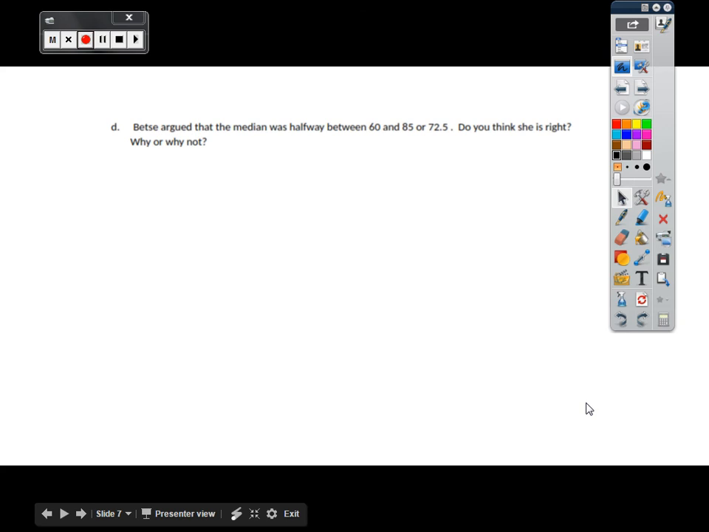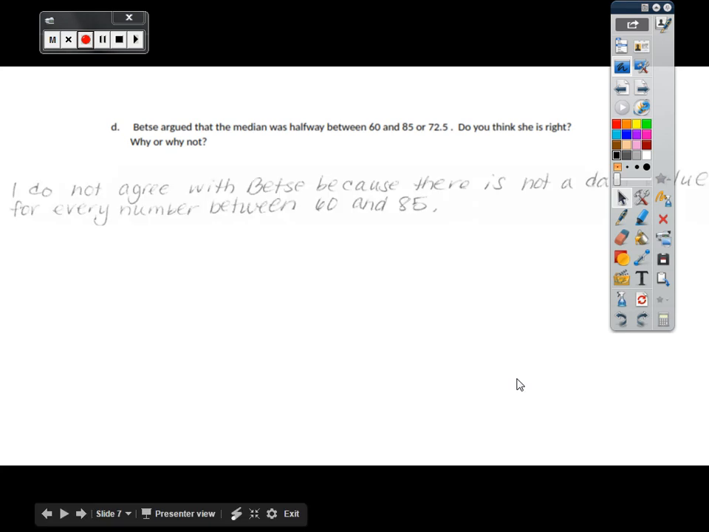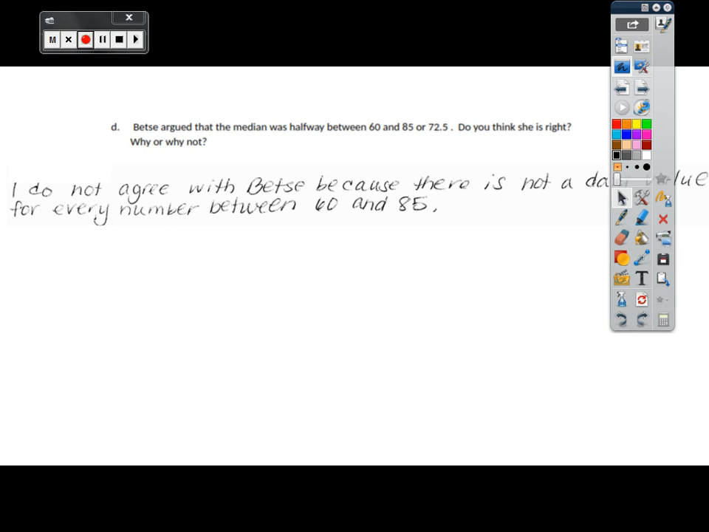D. Betsy argued that the median was halfway between 60 and 85, or 72.5. Do you think she's right? Why or why not? I do not agree with Betsy because there is not a data value for every number between 60 and 85. We had a 60, but we might not have had another number in that scale. So no, Betsy, you are not correct.